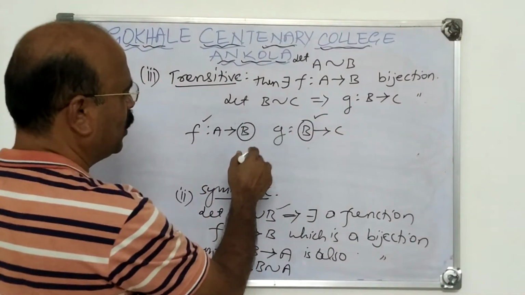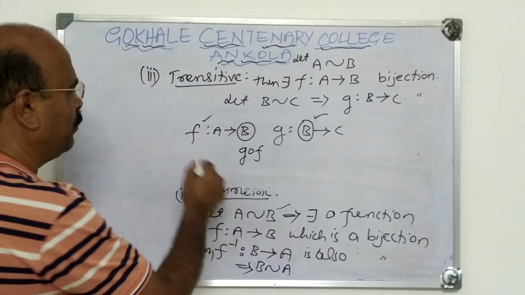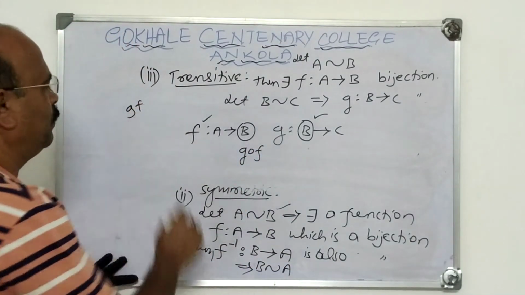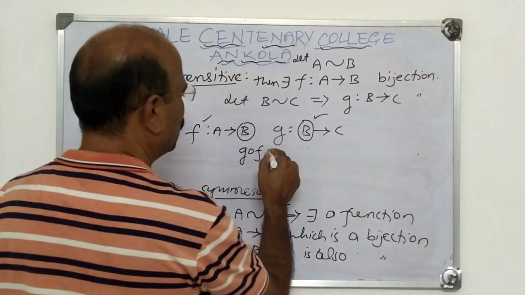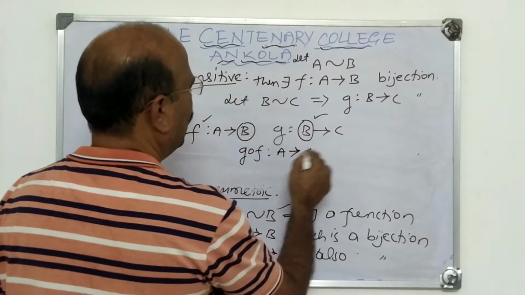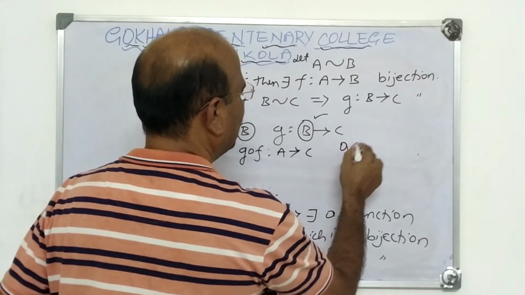Now, by property of functions, there exists a composite function. We write g composition f, or simply gf. There exists a function g composition f from A to C, and this function is again a bijection.